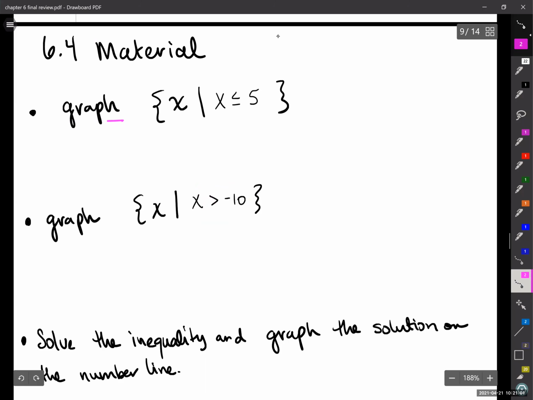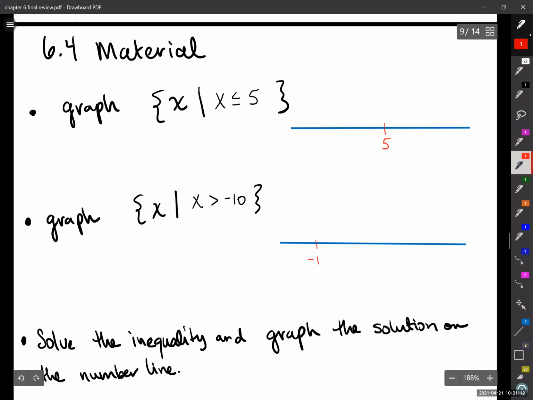Now, when they ask us to graph, that means we have our number line. We place the value of interest. So in the first case is 5. In the second case is -10. And we see that just placing that value splits our number line into values before, at, and after. And we want to shade whichever part is described by the inequality. So when it says x is less than or equal to 5, think about which one of these sections have you less than 5.